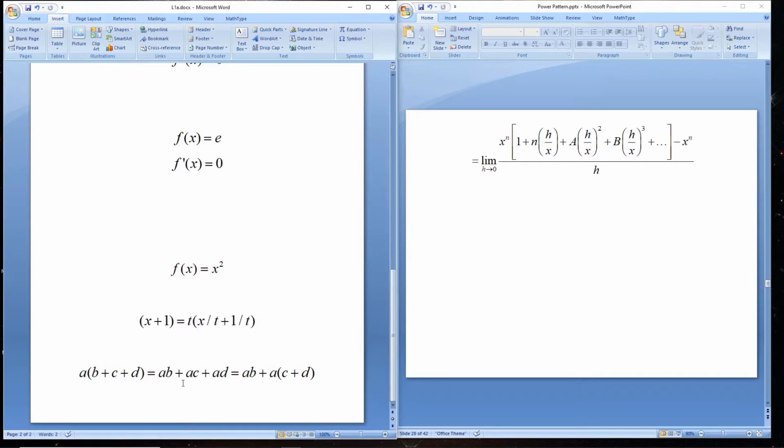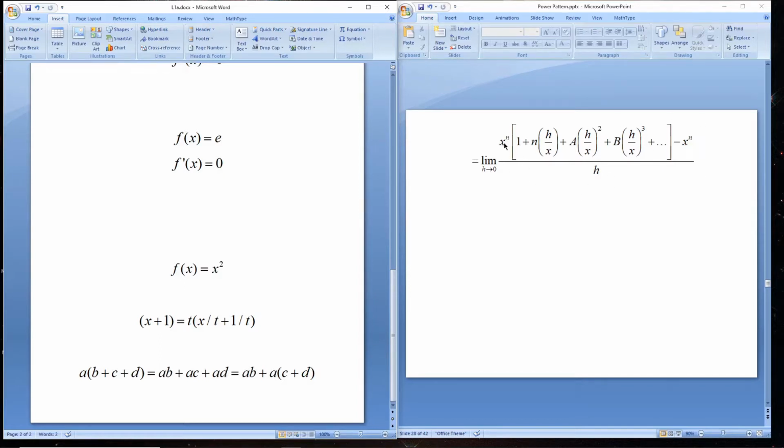Some people maybe feel this is wrong, but you don't have to distribute the a to everything. Nothing says you have to do that. We can distribute the a to just the b and then keep the parentheses around the c and the d. And that's what we're going to do over here.